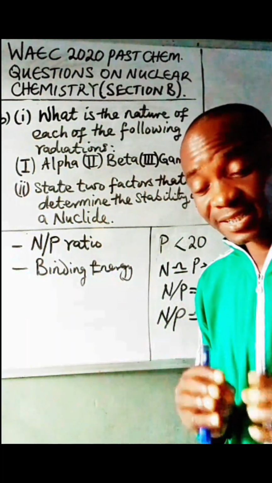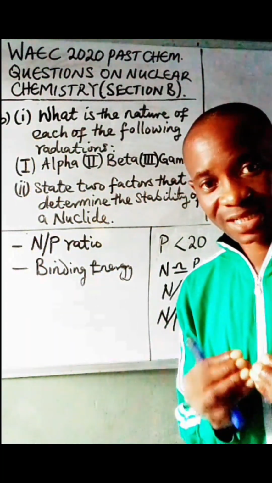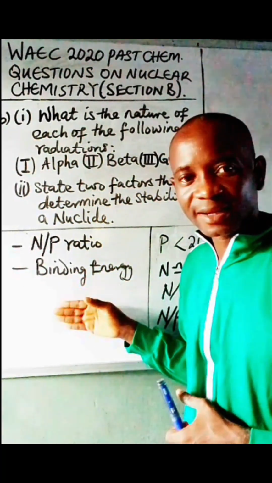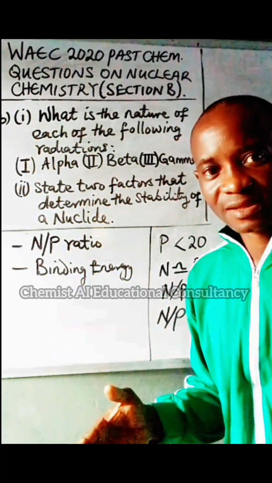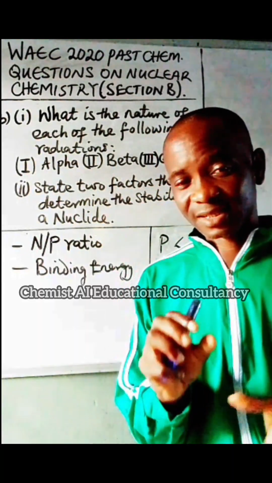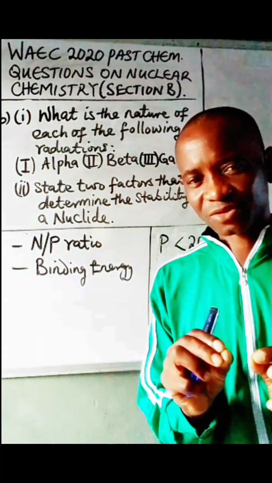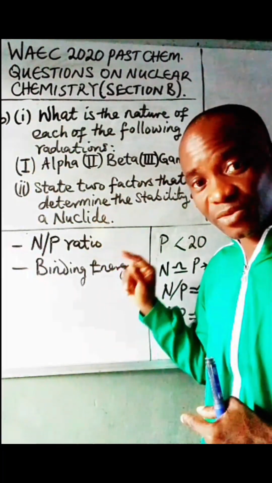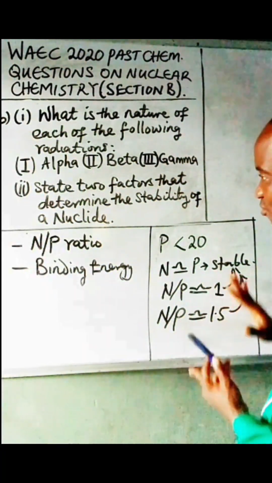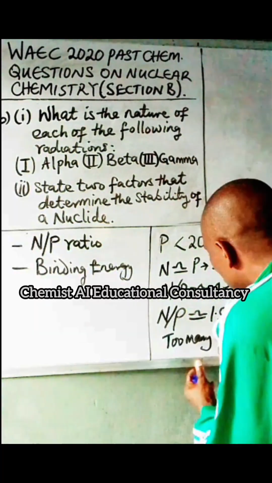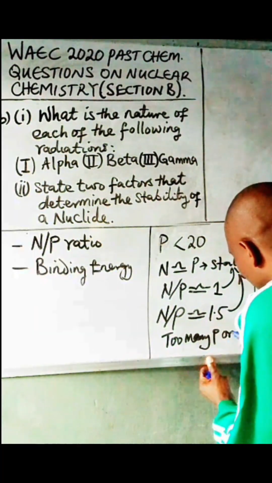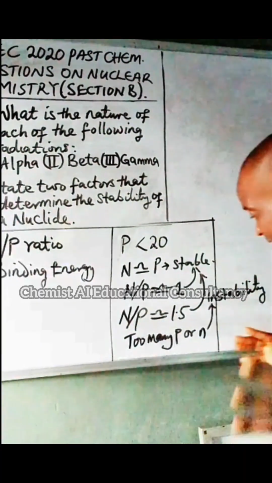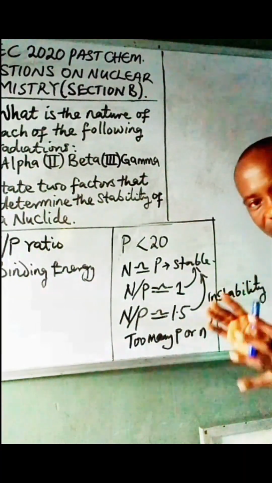Binding energy is the energy that holds the protons and neutrons in the nucleus of an atom, or the energy used to scatter them. Stronger binding energy means higher stability. Weaker binding energy means that the protons and neutrons are weakly held and can scatter. It means unstable nucleus. Now back to neutron-to-proton ratio. Too many protons or neutrons leads to instability. And like I said before, instability leads to radioactivity.